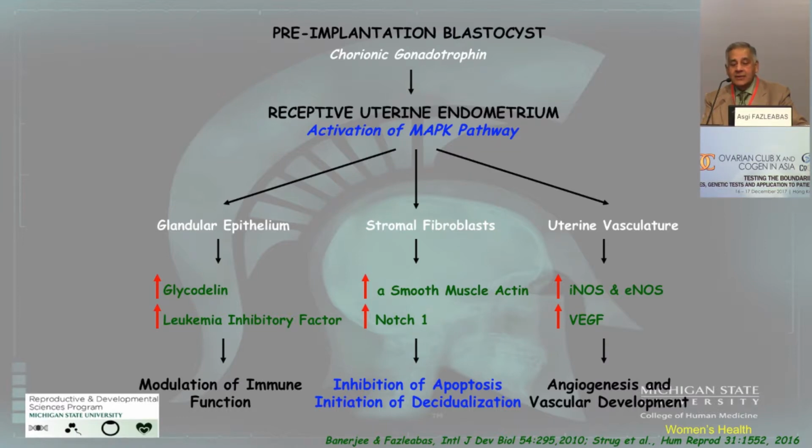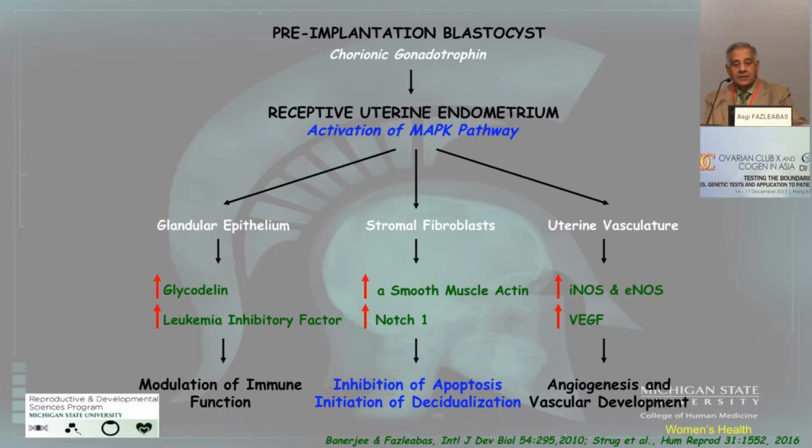And the uterine vasculature is altered by the increase in eNOS and iNOS, along with an increase in VEGF, to enhance the angiogenesis and the vascular development and the vascular remodeling that's important for the trophoblasts to migrate and attach into the spiral arteries. Each of these has very important functions: it needs to modulate the immune system to maintain the endometrium and the fetal allograft, to prevent apoptosis, as I showed you, to initiate the decidualization process, and to enhance vascular development.